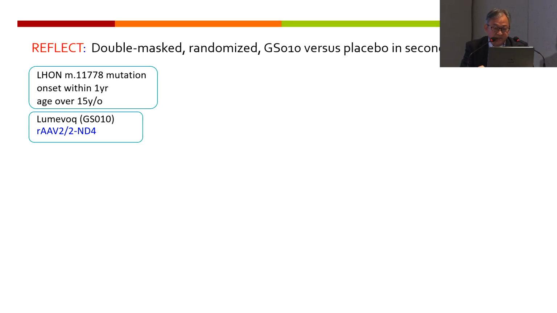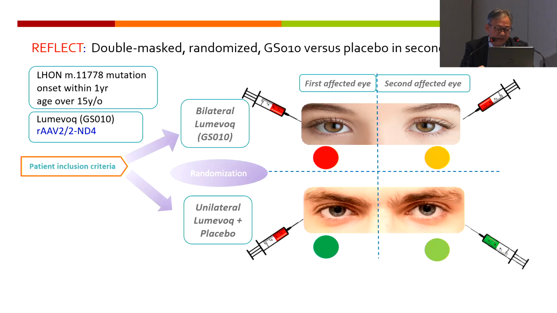And the vector they use is also GS10. The patients were randomized into 2 groups. The upper row is the study group. The first affected and second affected eyes will both receive the GS10 injection. And for the control group, the first affected eye will receive the GS10 injection. However, the contralateral second affected eye will receive placebo.